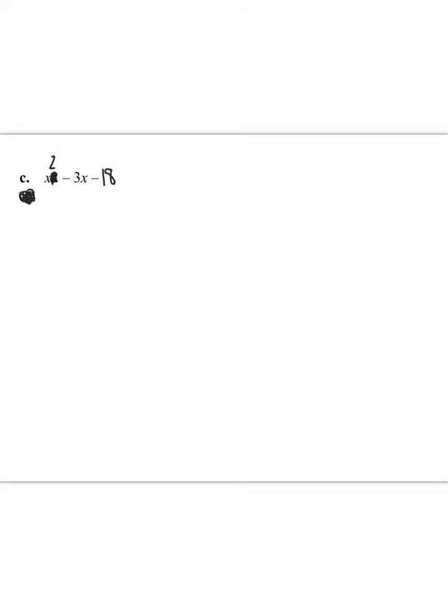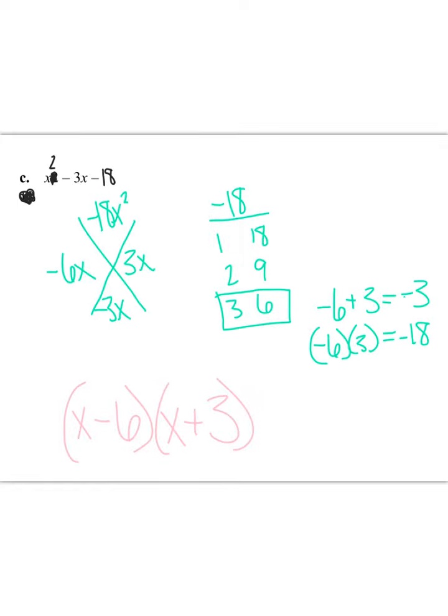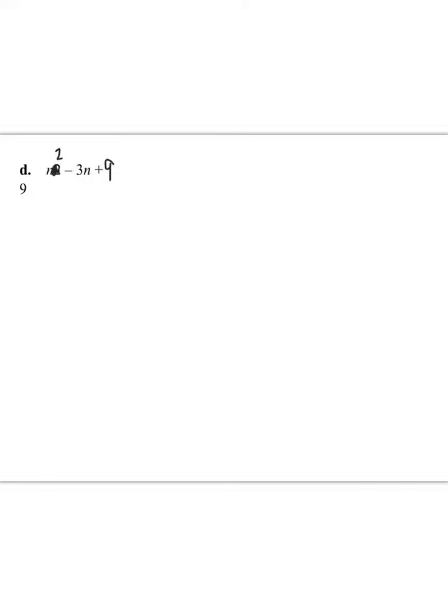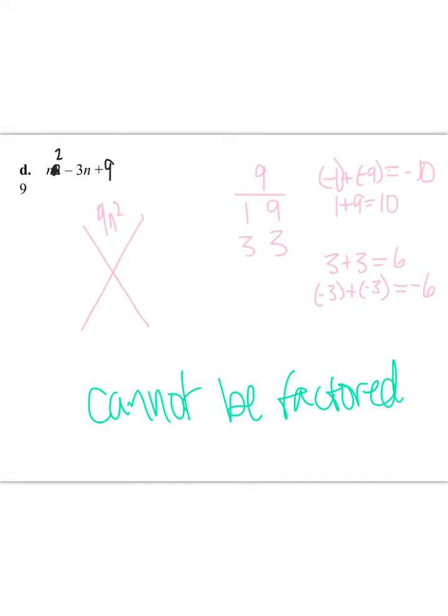I would like you to try to factor this one on your own, so pause the video and good luck. This trinomial can be factored into the product of the binomials x minus 6 and x plus 3. I would also like for you to try this one, so pause the video. So this trinomial could not be factored because there is no value that when multiplied gives us 9 and when added gives us -3.